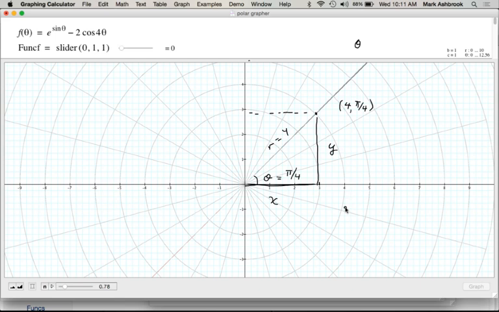Okay, so we've got this angle theta. And then we've got the x coordinate. How are we going to find the x coordinate of that? It's going to have to do with cosine, right? So we've got a right triangle. This is trig. And so is x cosine theta?